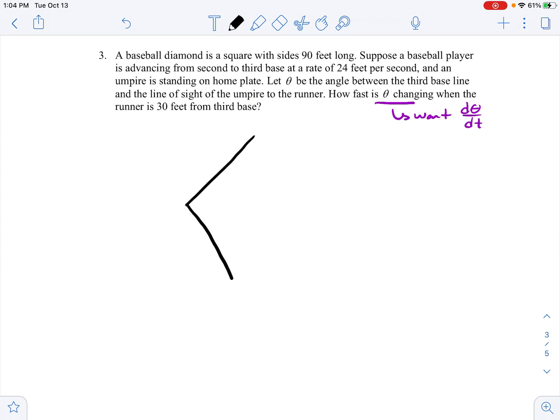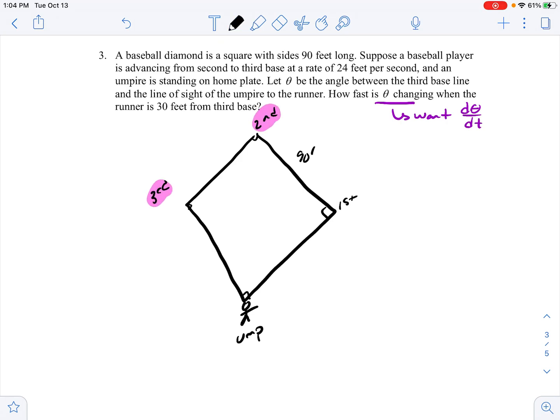All right, so let's draw this baseball diamond. It doesn't need to be perfect here. But here's home plate, so here's where the umpire is standing. Here's first base, second base, third base. Okay, sides are 90 feet long. A baseball player is advancing from second to third. So here's my baseball player, advancing in this direction, and they're running at 24 feet per second. I will notate that in a moment.